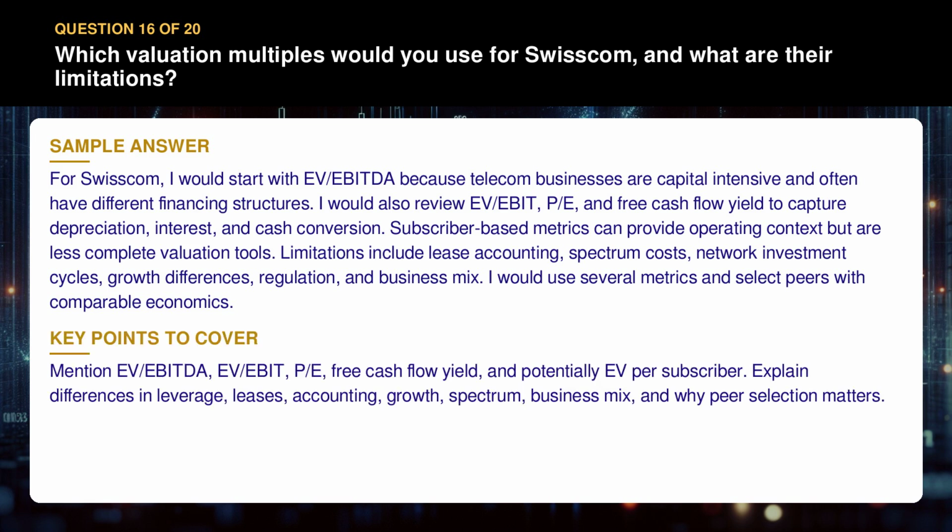Mention EBITDA, EBIT, PE, free cash flow yield, and potentially EV per subscriber. Explain differences in leverage, leases, accounting, growth, spectrum, business mix, and why peer selection matters.